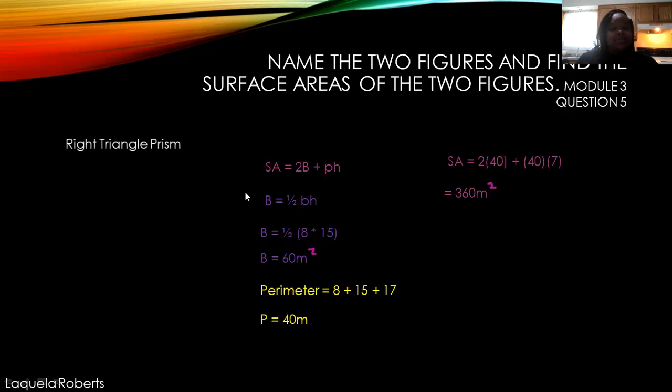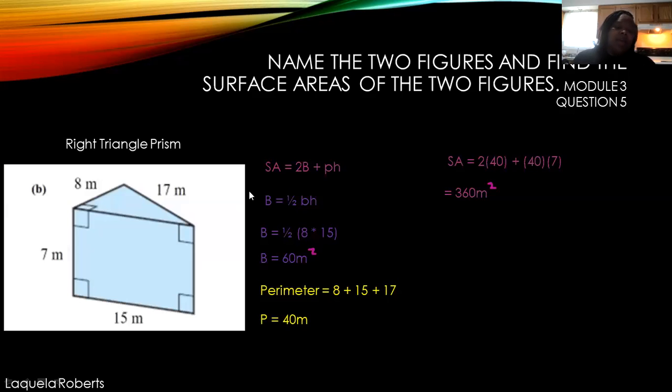Part B is our right triangle prism. And we'll do the exact same thing as we did in part A, using the same formula. The surface area equals 2b plus ph, where base equals half b times h. So we got half of 8 times 15, which gives us 60 meters squared. And then our P will be 8 plus 15 plus 17, which gives us 40. And then you do 2 times 60 plus 40 times 7, and that gives you 360.